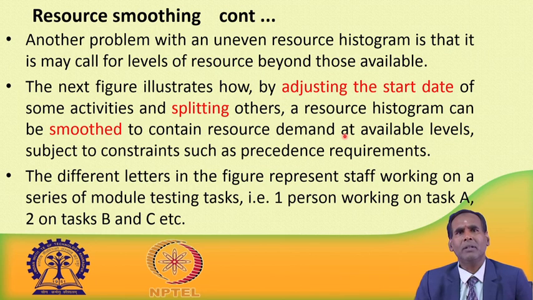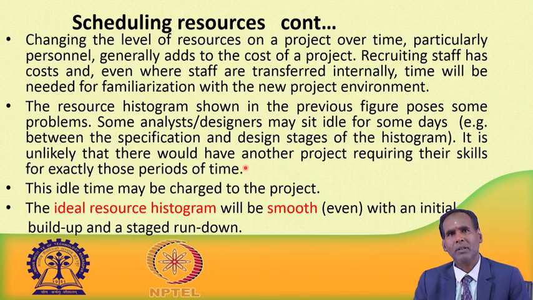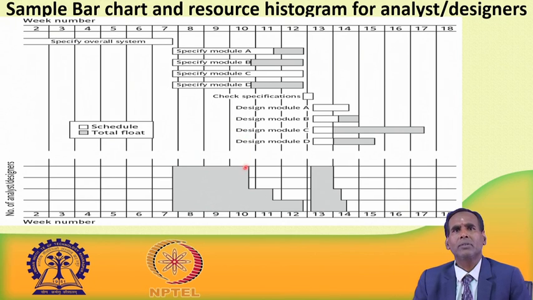We will only avail that many manpower from the resources, of course, subject to constraints such as the precedence requirements, which also have to be satisfied. Now, let us say we have taken the first example, and you see this is looking very uneven, this is not smoothened.